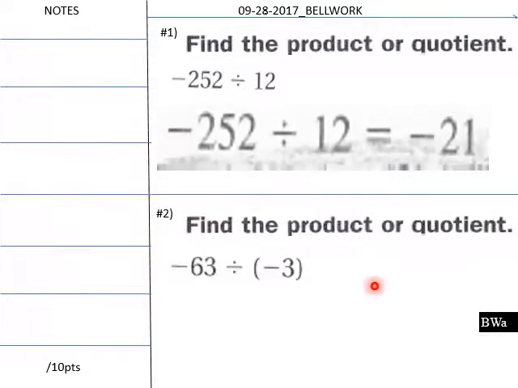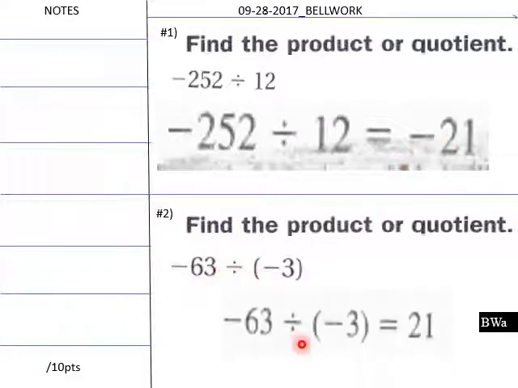Okay, everybody, welcome back. Up here for number 1, our Bellwork, 252 divided by 12, you should get negative 21. And then down here, negative 63 divided by negative 3, you should get 21. Two negatives equals a positive. One negative and a positive will equal a negative. So there we have it.